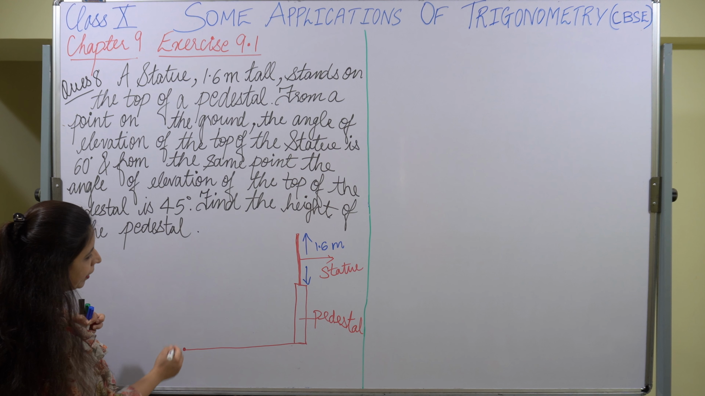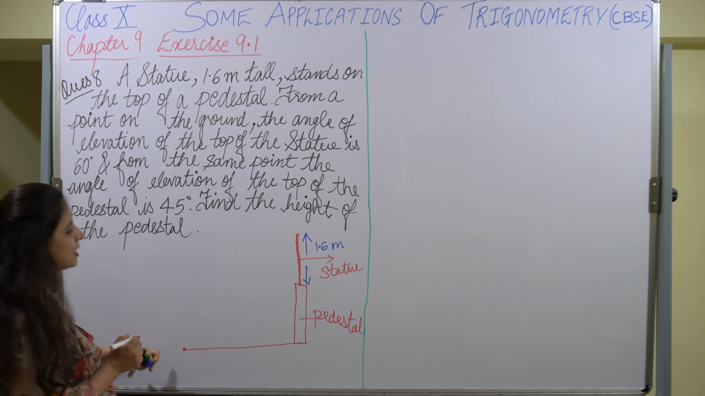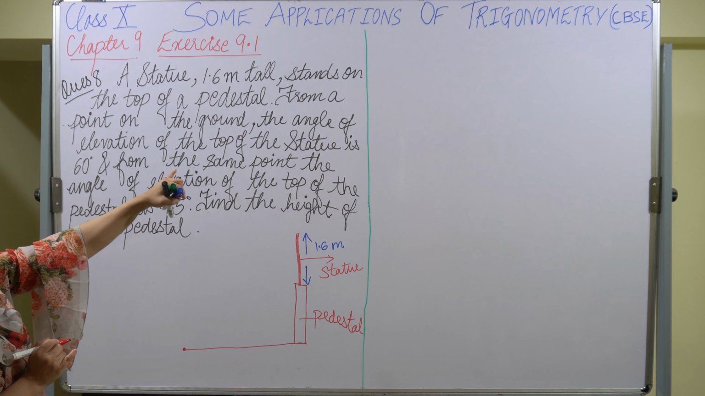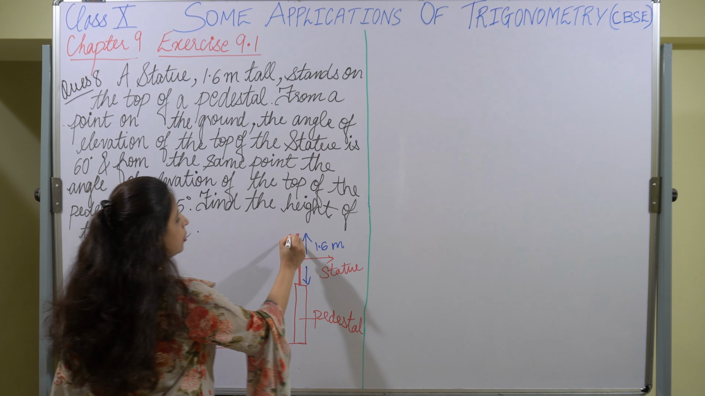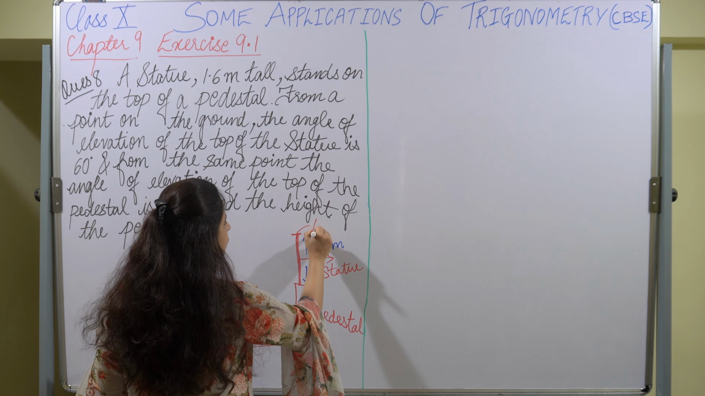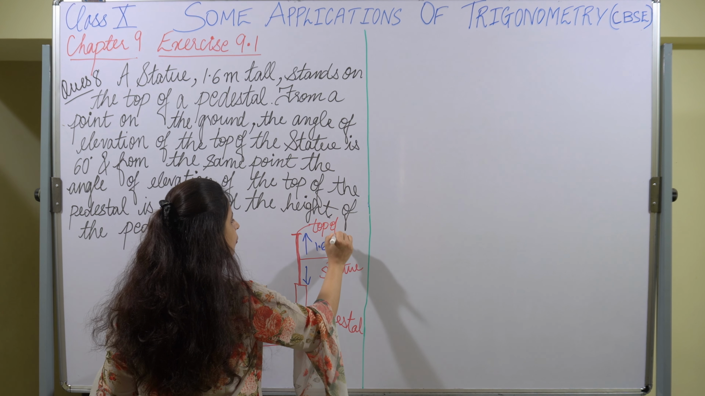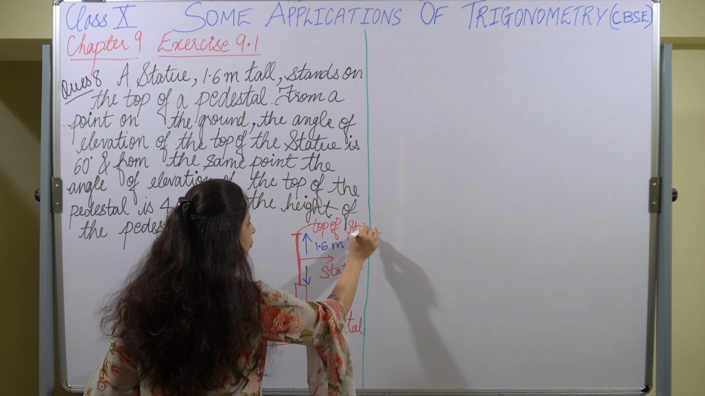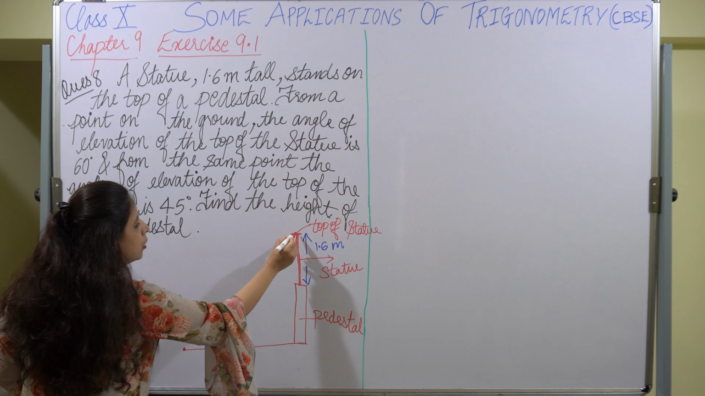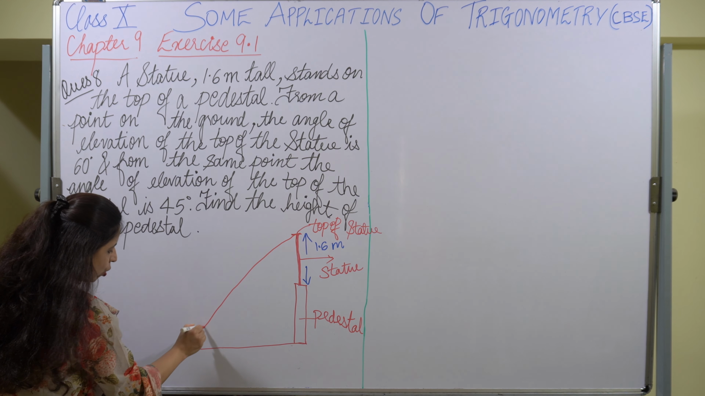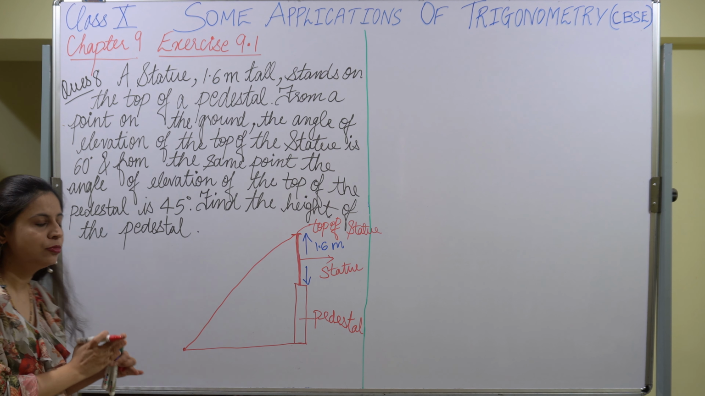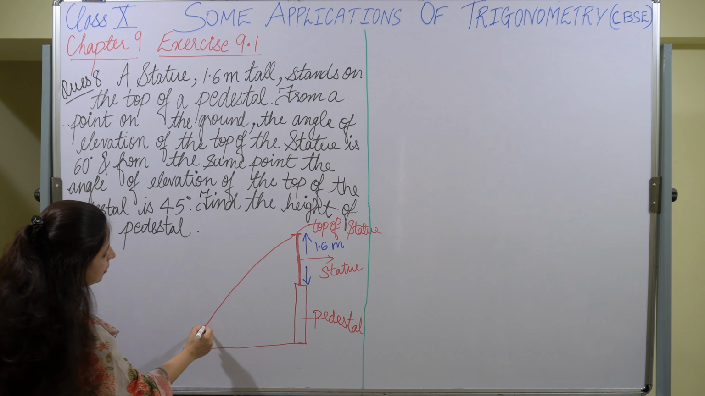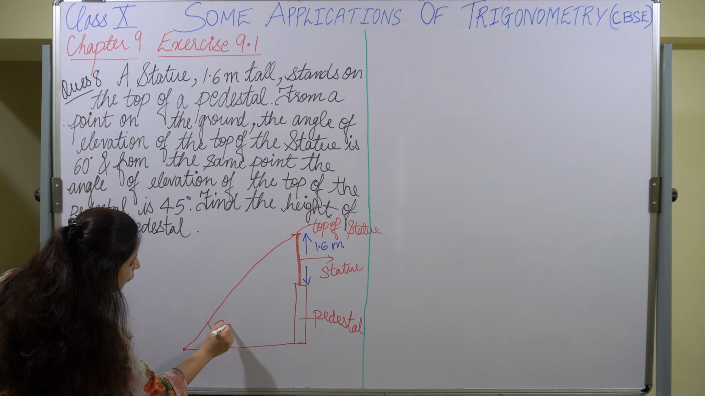So this is the point on the ground, and from this point on the ground, the angle of elevation of the top of the statue. So this is the top of the statue. The angle of elevation. Elevation is always viewed from the bottom towards the top. So the angle to the top of the statue is 60 degrees. So I have drawn 60 degrees over here.